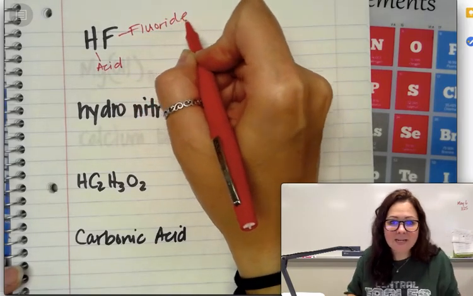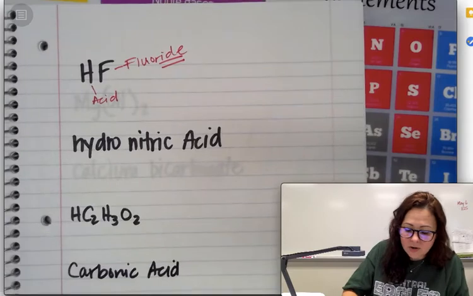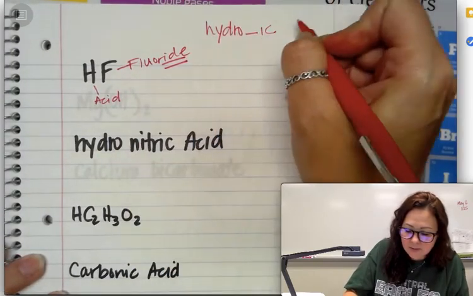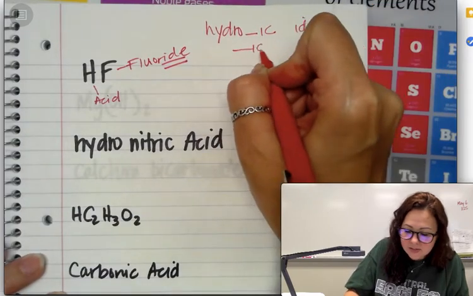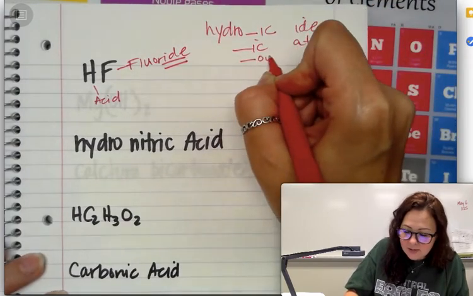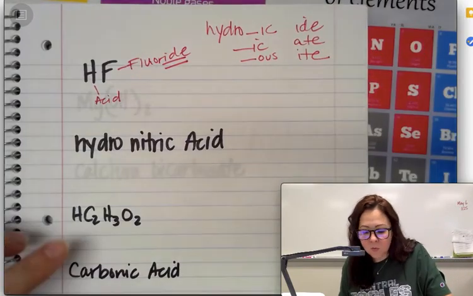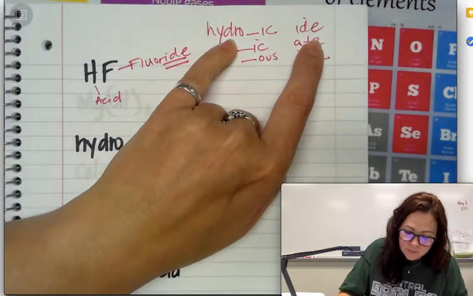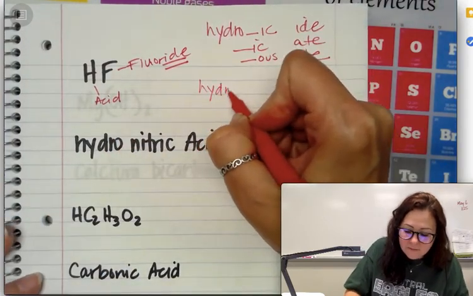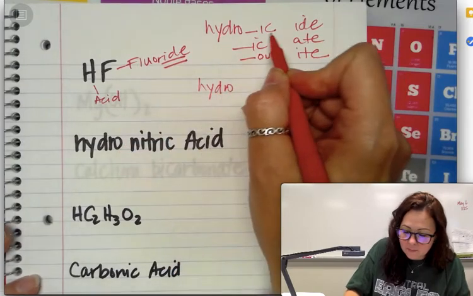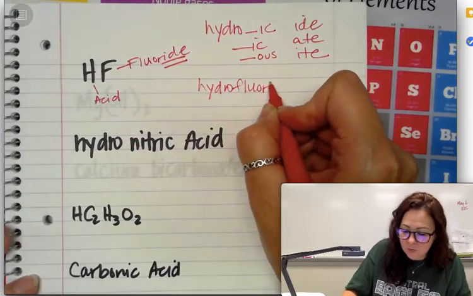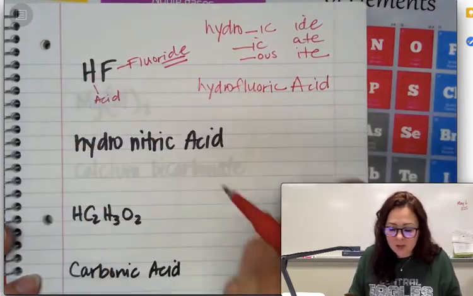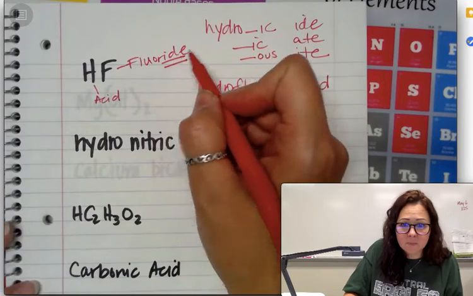That ends in IDE. So when we are naming this one, if we have hydro, that is IDE, just IC is ATE, and OUS is ITE. So this one is fluoride, IDE. So this is going to start with hydro. Instead of fluoride, I'm putting fluoric. And then I write the word acid. So the acid comes second in the name, but it's the hydrogen there. So because it's IDE, it's hydrofluoric.